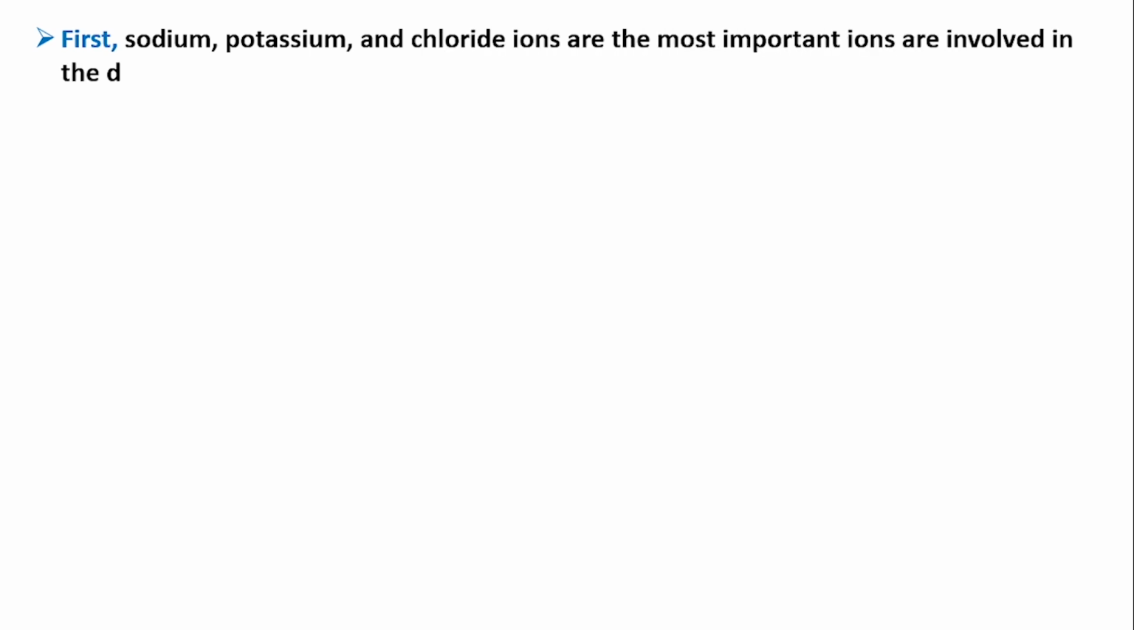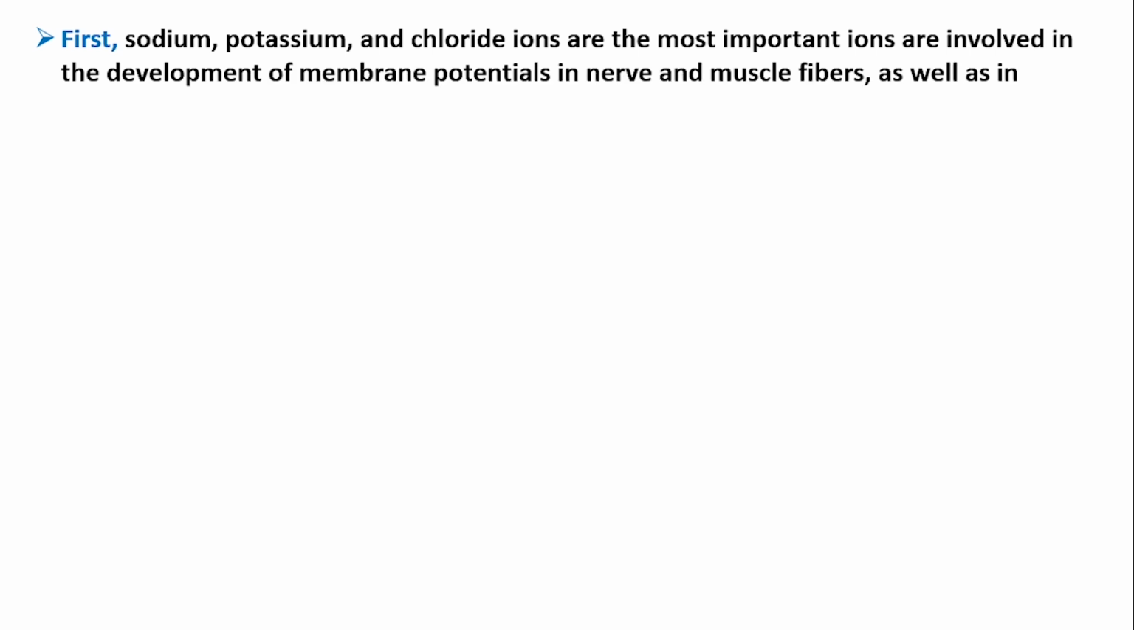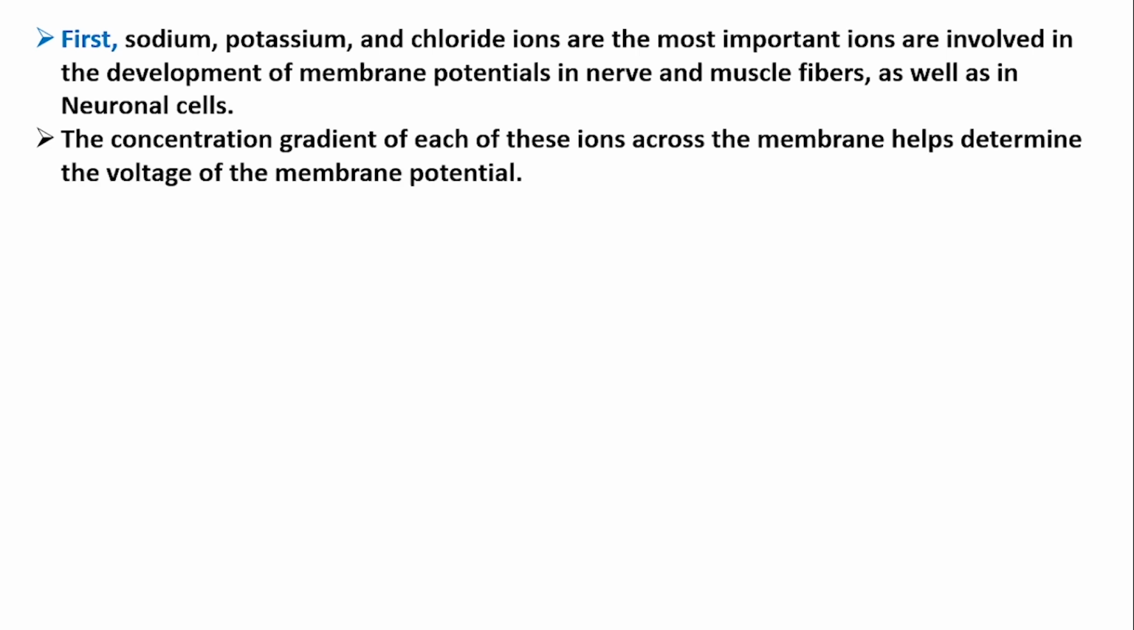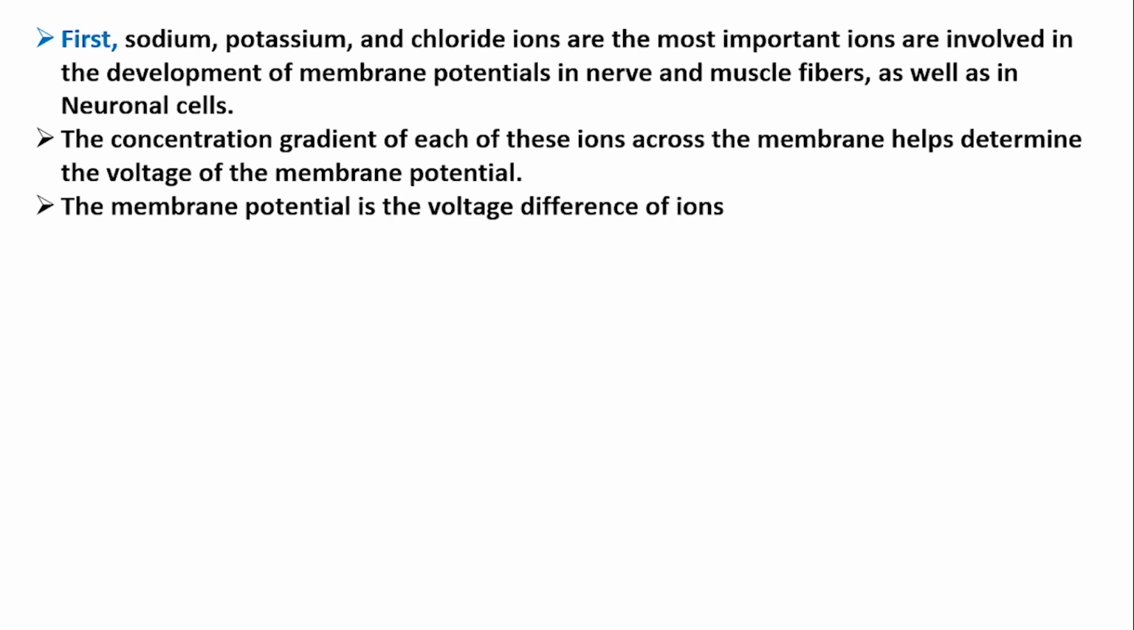First, sodium, potassium, and chloride ions are the most important ions involved in the development of membrane potentials in nerve and muscle fibers, as well as in neuronal cells. The concentration gradient of each of these ions across the membrane helps determine the voltage of the membrane potential. The membrane potential is the voltage difference of ions' concentrations across a cell membrane.